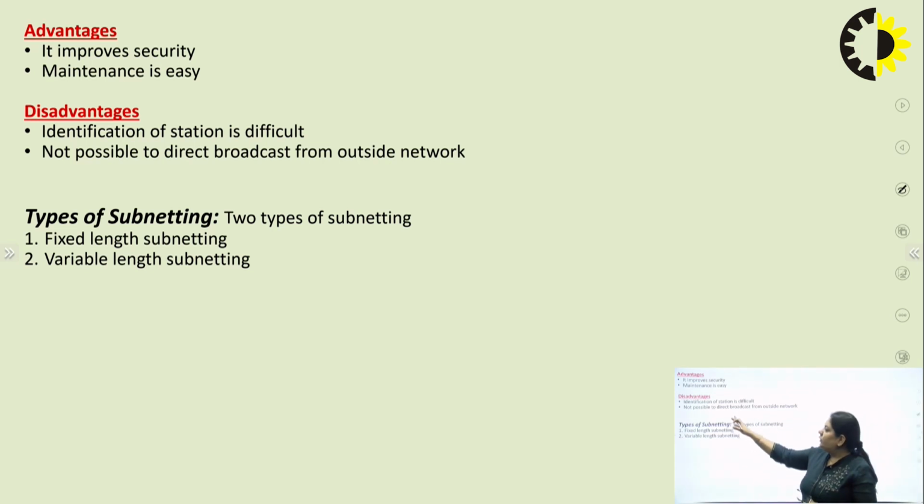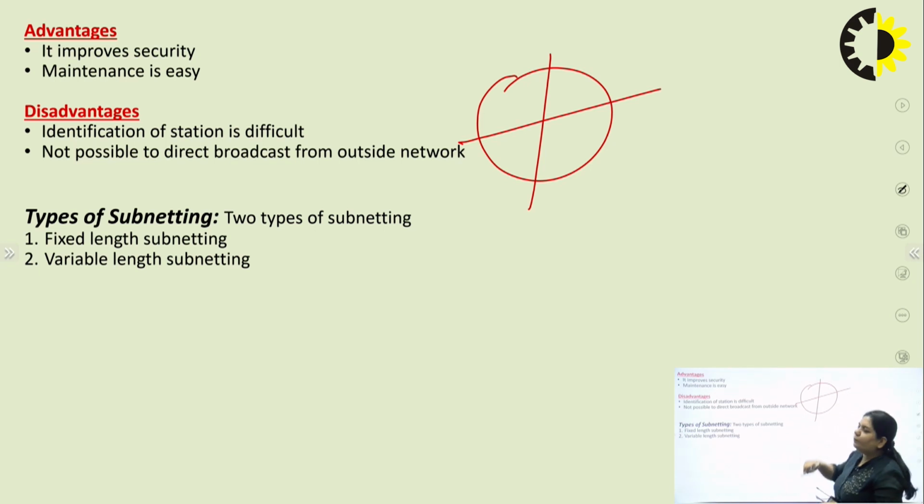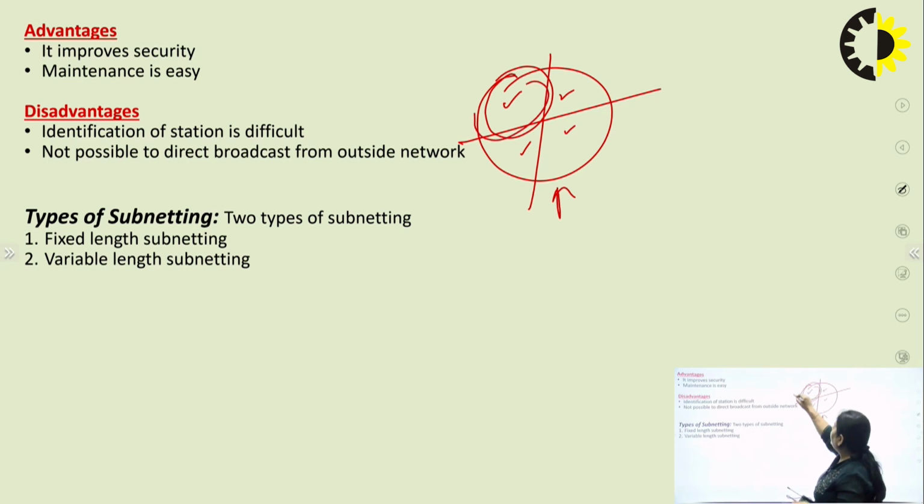Another disadvantage is that it is not possible to direct broadcast from outside the network. Suppose you have this network, and it is divided into 4 parts, and you want to broadcast in this network. If you broadcast any information from outside the network, then it is not possible that all the sub networks will receive that information, only this one network receives it. So it is not possible to broadcast from outside the network. You have to find out about your subnet, and then broadcast to that network.